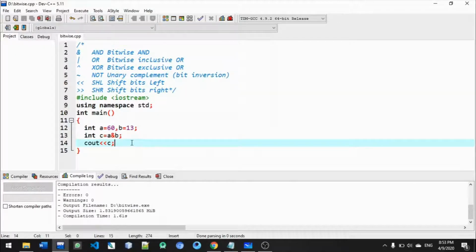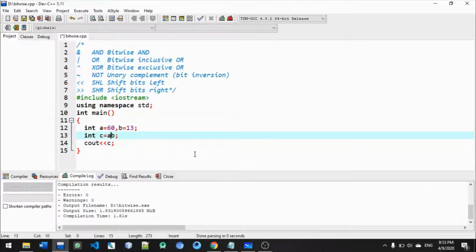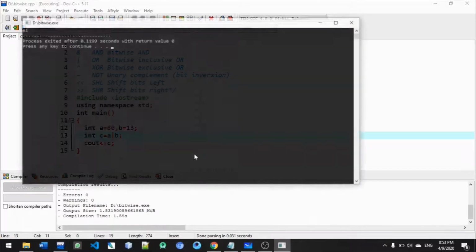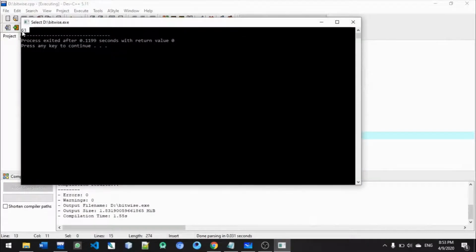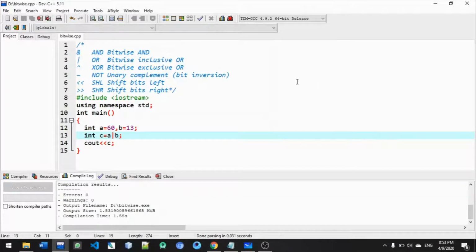Now let's move toward the OR operator. Here, in place of AND, I just take OR. Run it. It says 61. So how does it say 61? Now let's check it out. Again, let's move toward the whiteboard.